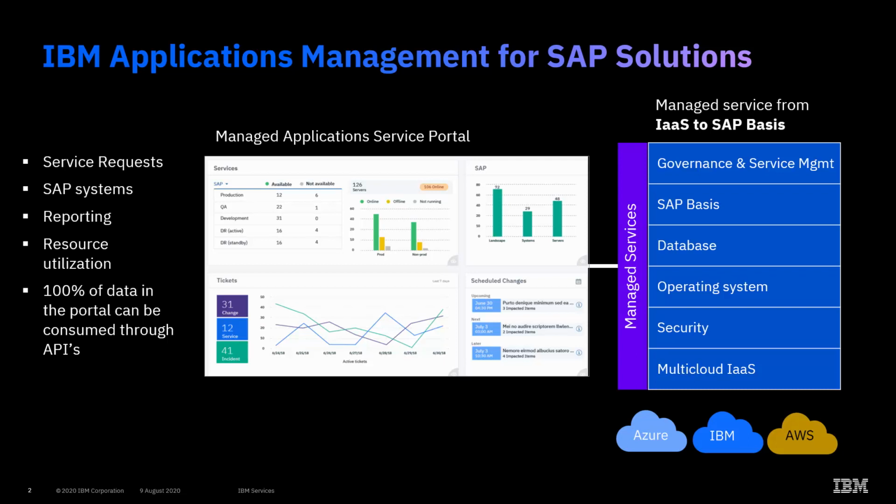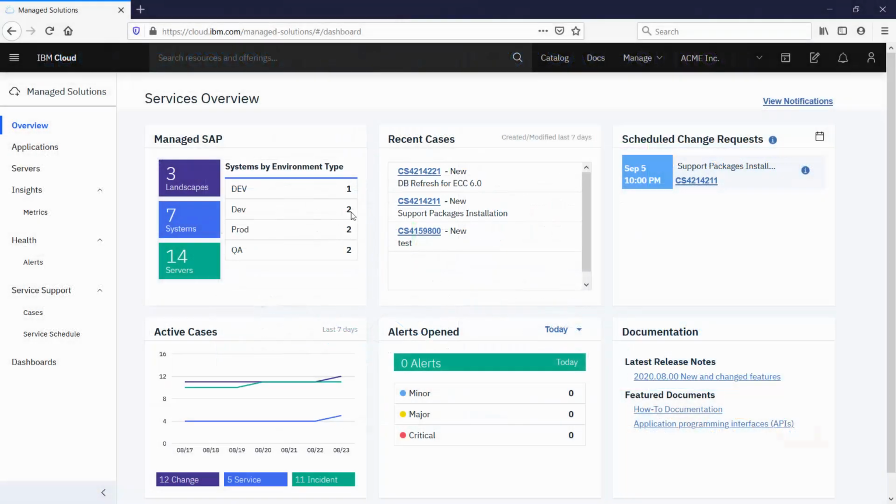a managed services portal, where you can interact with the service and also see a lot of the information from your cloud provider integrated into the portal. So things like service requests, you could see your SAP systems, reporting, resource utilization. We'll see that in a bit. And also all the data that you see in the portal is 100% consumable through APIs, right? So this includes the service management, where you can eventually integrate with your own service management or ticketing tool just through the API. All right, so let's take a look at the portal.